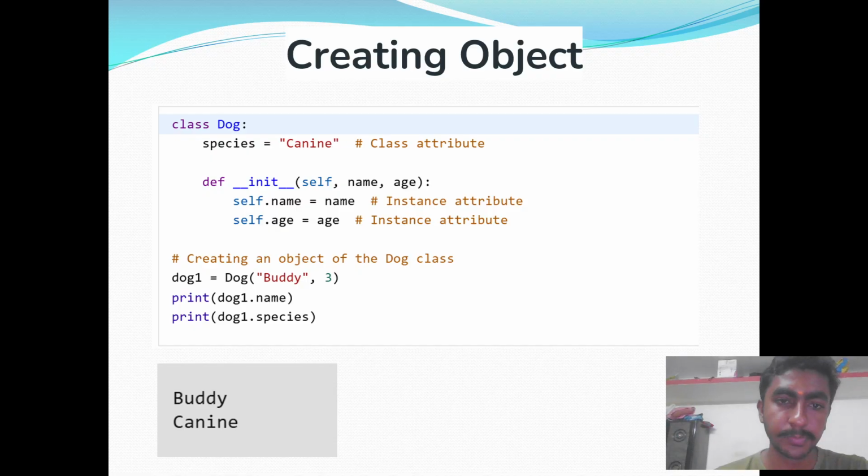Before continuing to the next topic, let's first quickly revise what we have done here. A class is a blueprint for creating objects. An object is an instance. A class attribute is shared by all objects. An instance attribute belongs to an individual object. The init method is a constructor and it runs automatically when an object is created. Finally, self refers to the current object being created or accessed.